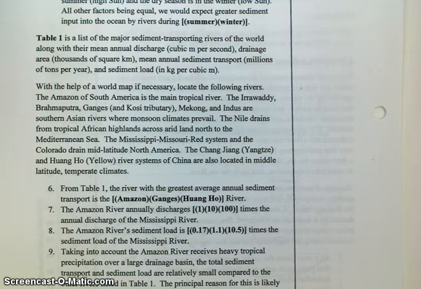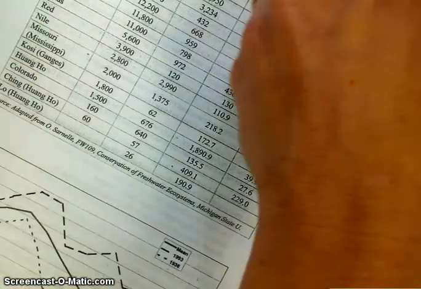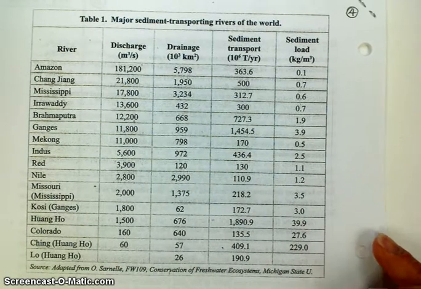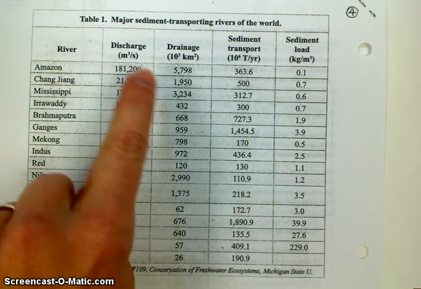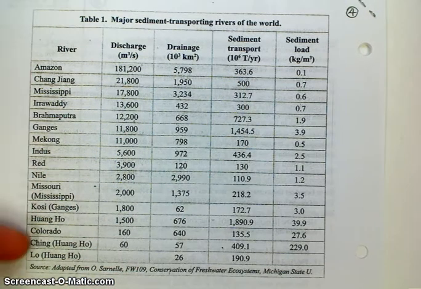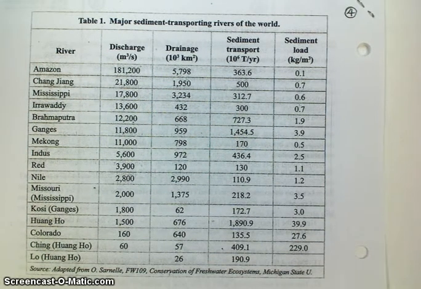Okay, so what I want to do is you're going to go back to the back where you have Table 1, okay? And here are the 4 columns that we just talked about: discharge, drainage, sediment transport, and sediment load. And here are the rivers that they have in the table. What I want you to do is take a few minutes and label the columns the way I'm going to have them labeled so that you understand what each column means.